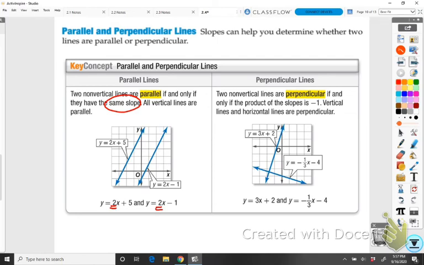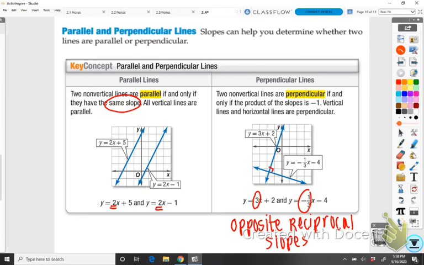The perpendicular lines have opposite reciprocal slopes, and I'll tell you what that means here in a second. So this one had a slope of 3, and over here it was the opposite. So one's positive, one's negative, and it's the reciprocal, so you have to flip the fraction. So 3 and -1/3 are opposite reciprocals, because when two perpendicular lines meet, they form a right angle there. So one slope has to be positive and the other negative for them to cross.